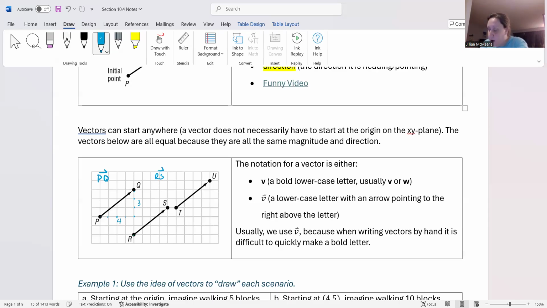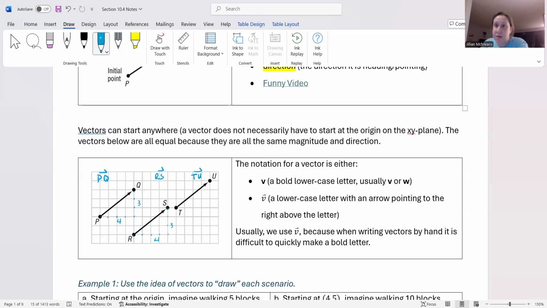To go from point R to point S, so R being the initial point, S being the terminal point, we would go to the right one, two, three, four, and then up one, two, three. So four, comma, three.